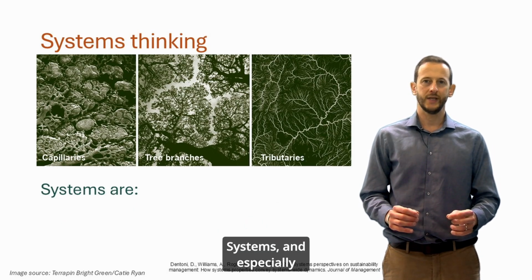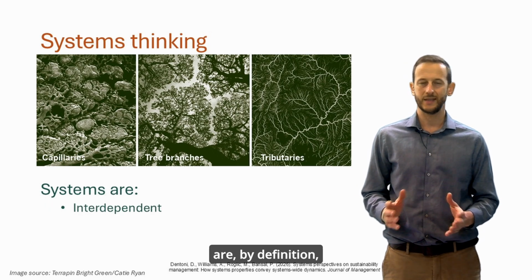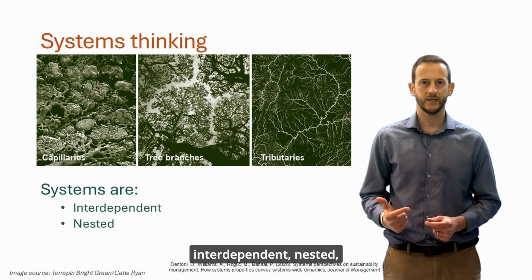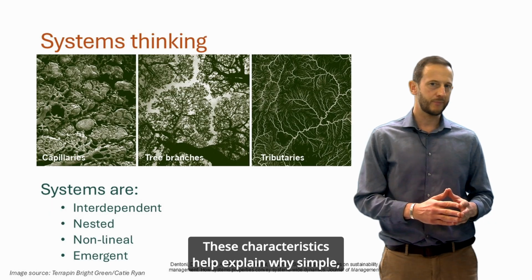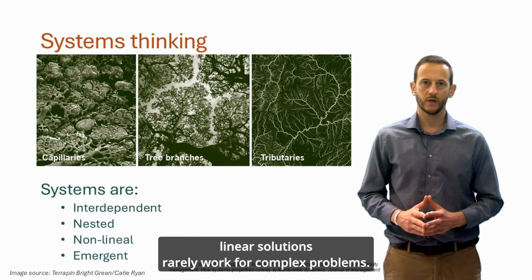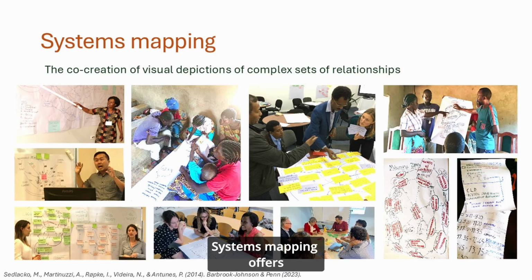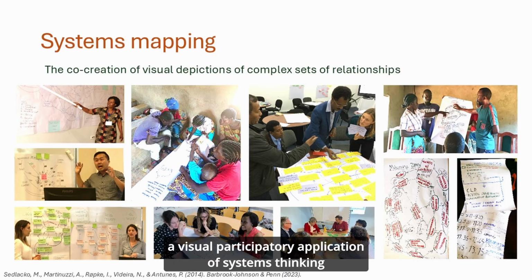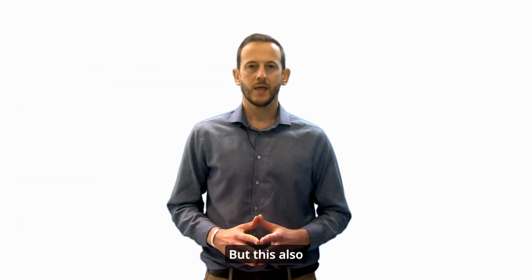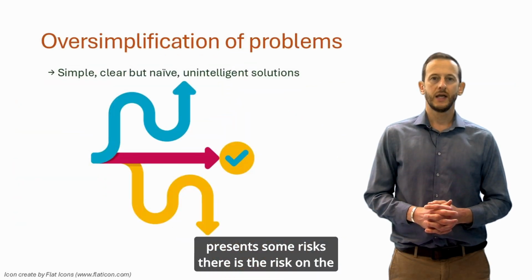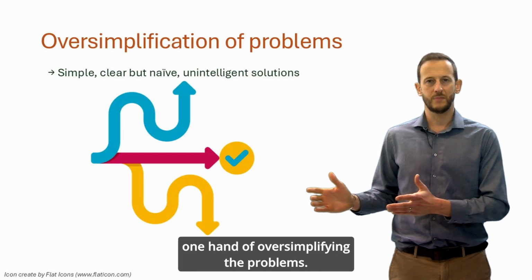Systems, and especially social ecological systems, are, by definition, interdependent, nested, nonlinear, and emergent. These characteristics help explain why simple, linear solutions rarely work for complex problems. Systems mapping offers a visual, participatory application of systems thinking. It allows groups of people to come together, make the complexity visible, and collectively engage with complex problems rather than tackling them in isolation. But this also presents some risks. There is the risk, on the one hand, of oversimplifying the problems.